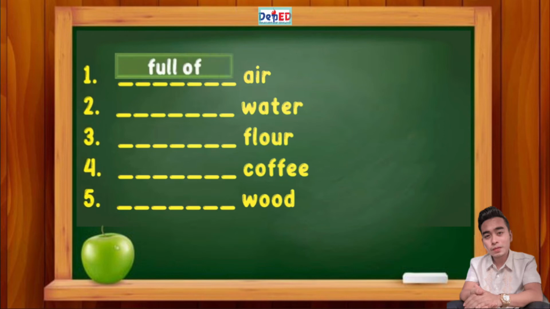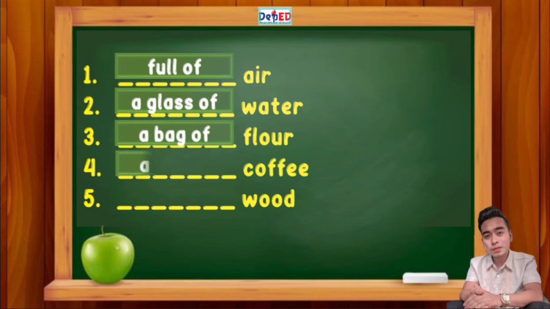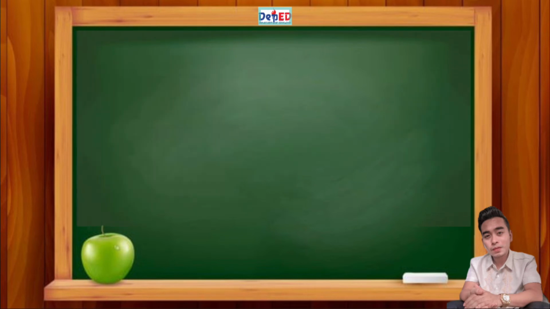Another. Number 1, full of air. Number 2, a glass of water. Number 3, a bag of flour. Number 4, a cup of coffee. Number 5, a piece of wood.